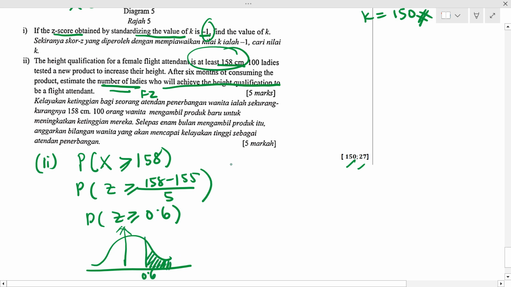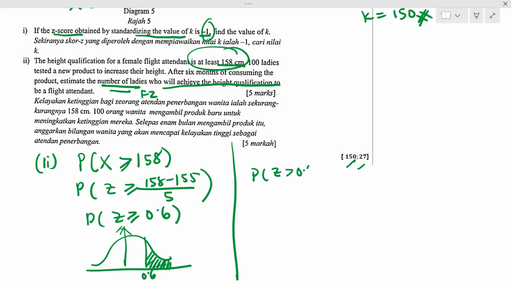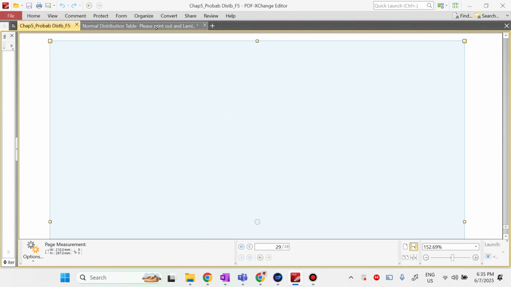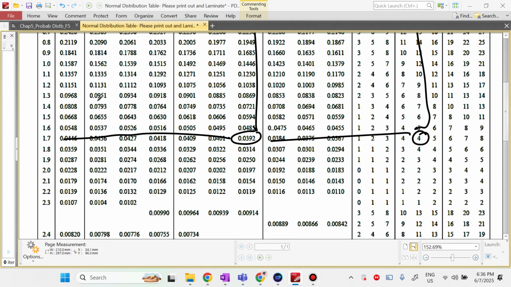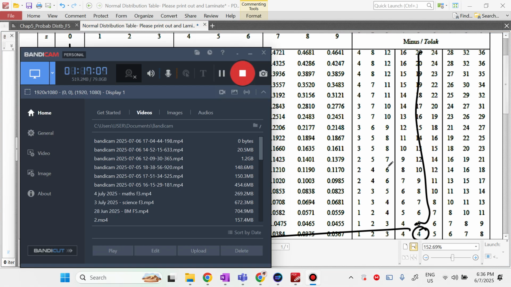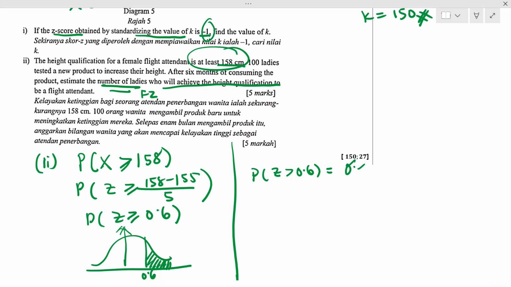So that means you can straight away read from the bell-shaped diagram. You can straight away get it from your table. Where is your 0.6? We are finding probability. 0.60 is 0.2743. So probability of A is equal to number of A divided by number of sample space. Probability of A is 0.2743.